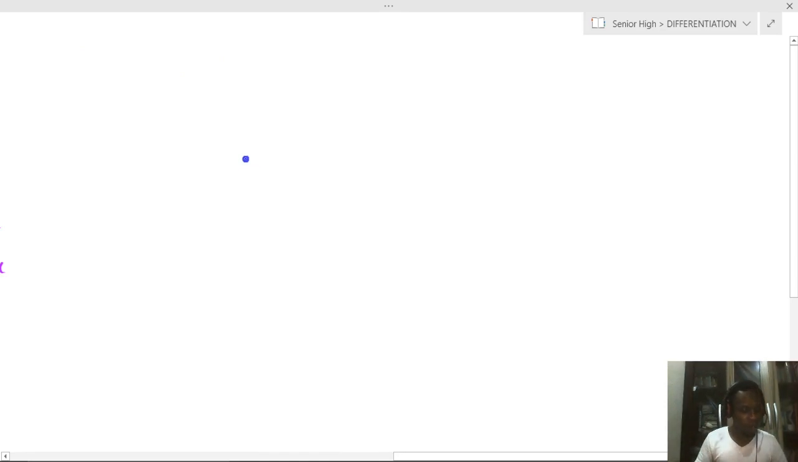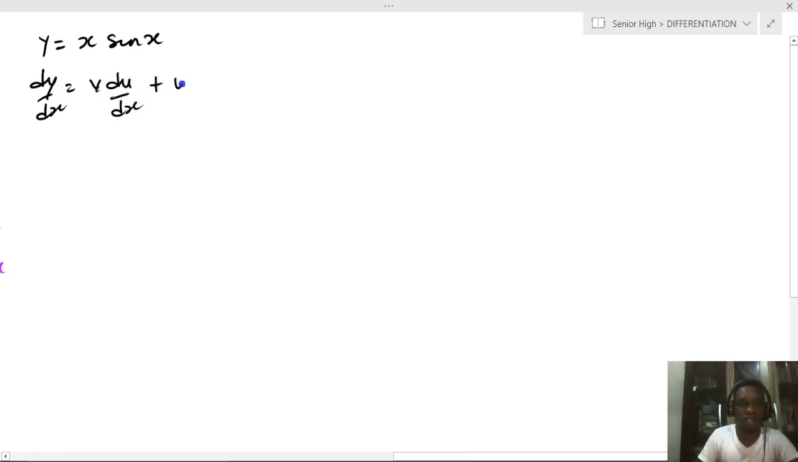Okay, so let's take this particular question. If we have y equal to x sine x, now this particular one, what rule are we to apply? The product rule, right? Because we're seeing a function multiplying another function. Therefore in product rule, let's bring out the formula: dy dx is equal to v du dx plus u dv dx. Hence, we bring out our u and our v in this case and find the derivatives.